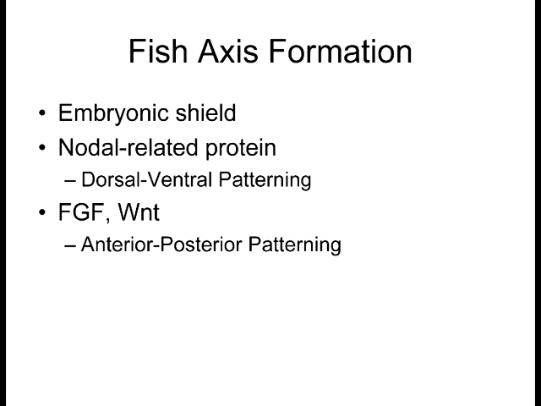Retinoic acid plays a key role. As it increases, you get more posterior genes being turned on, and that causes the tail end to start forming, whereas little retinoic acid is in the anterior region, and that forms the head.